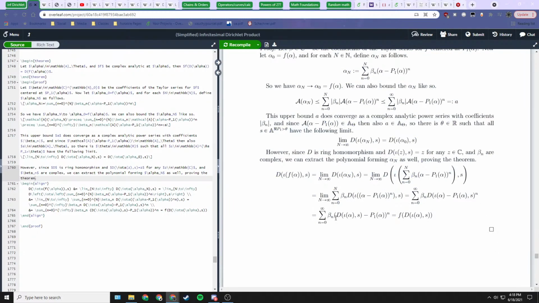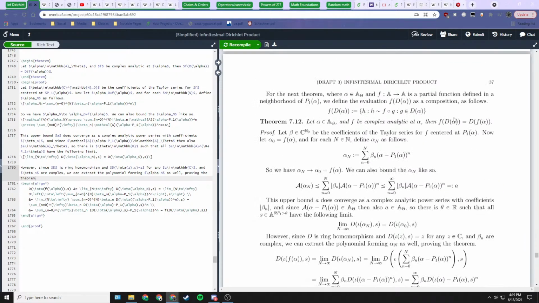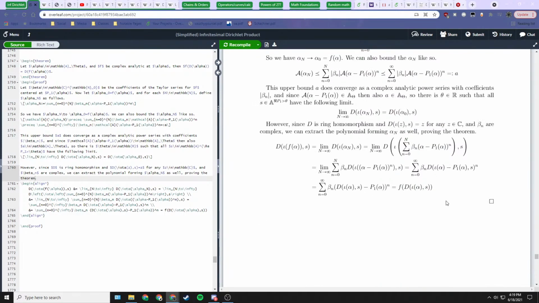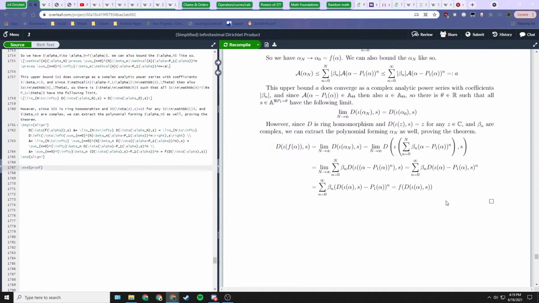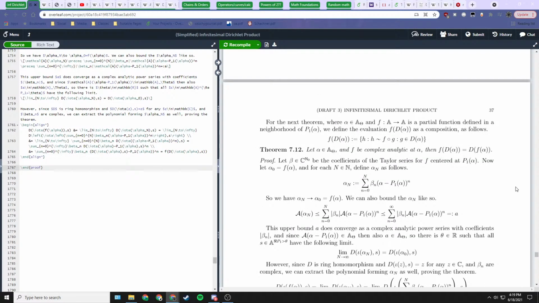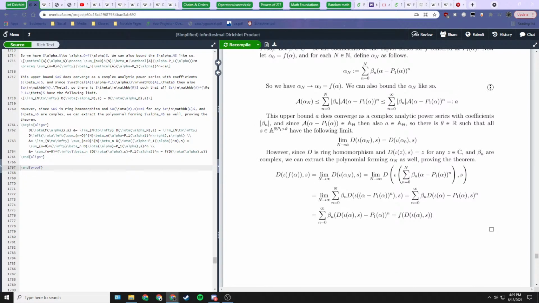It's just the complex analytic f. So f of D iota alpha s, and that's it. Yeah. So that's the proof. So f of D alpha is D f of alpha. That's pretty cool. That's sort of the big theorem of this whole section and of a lot of this paper as well. It's a very nice theorem.